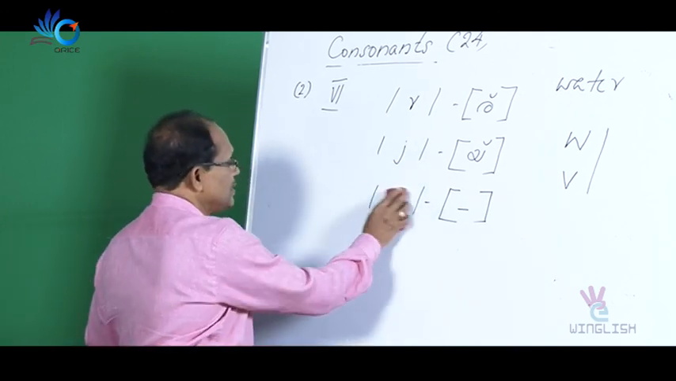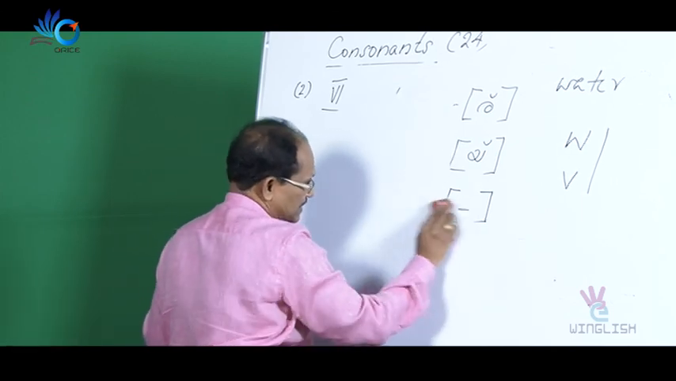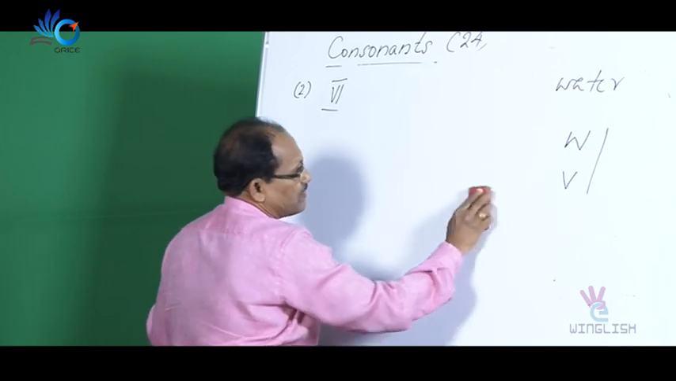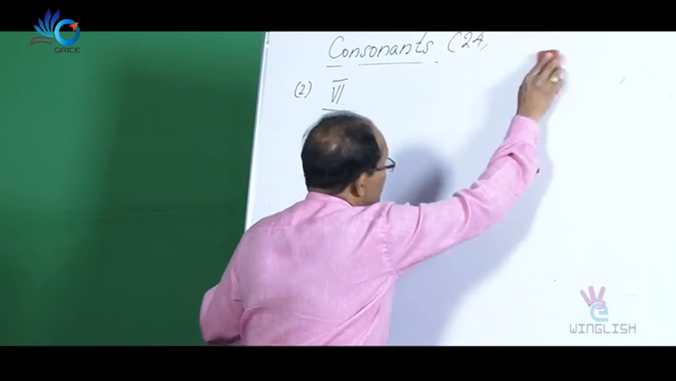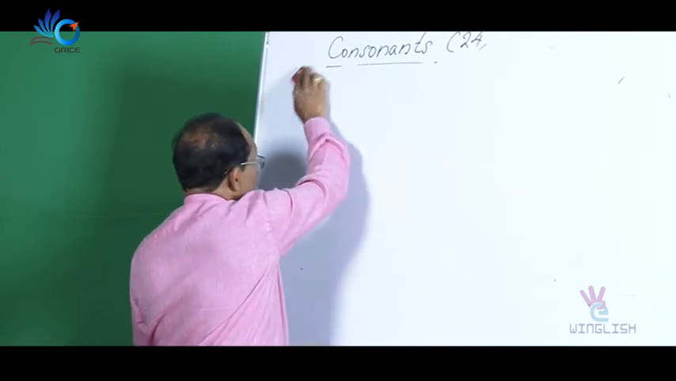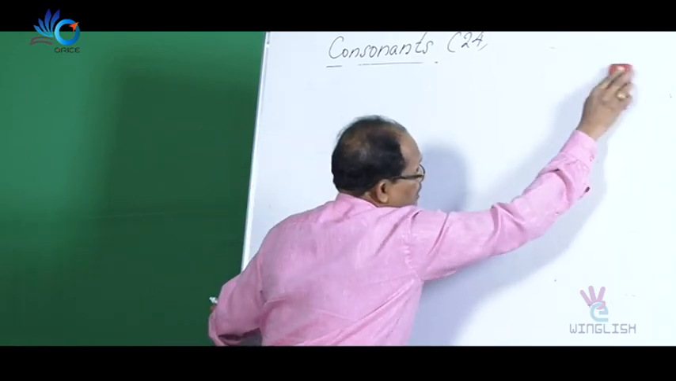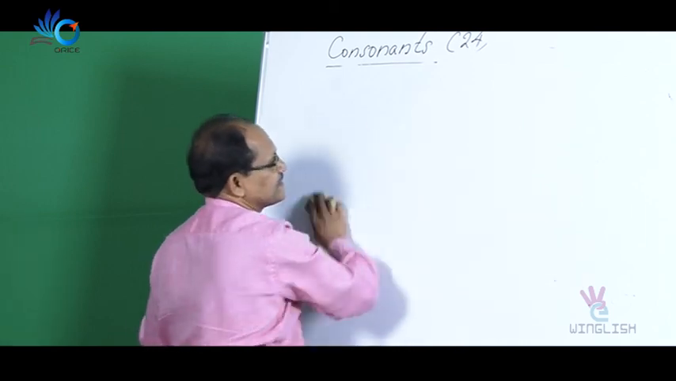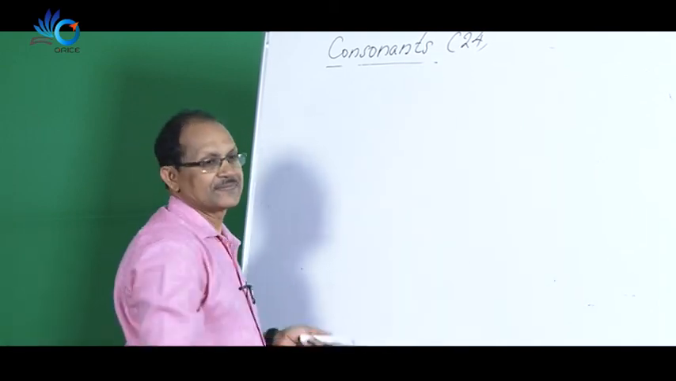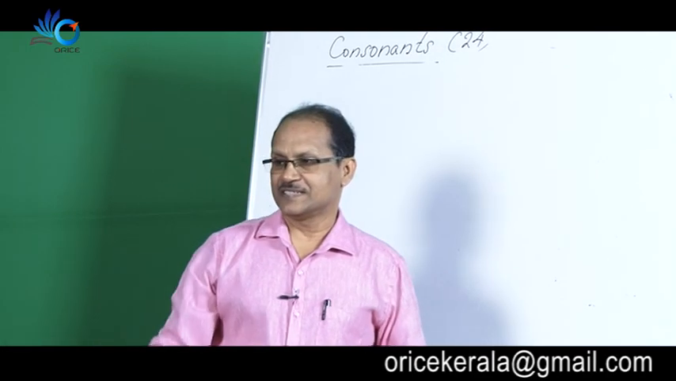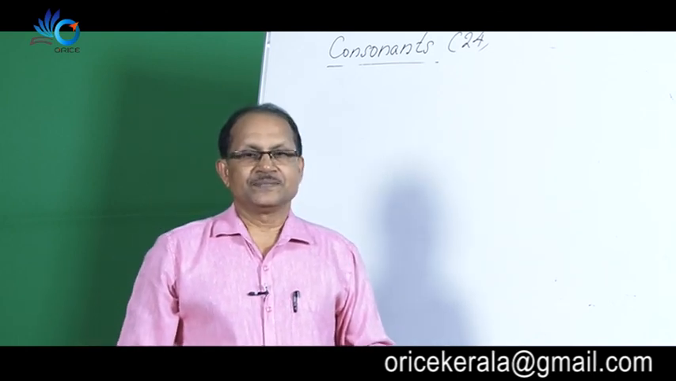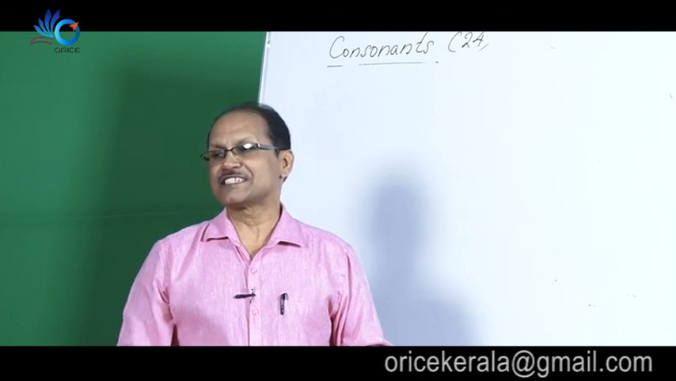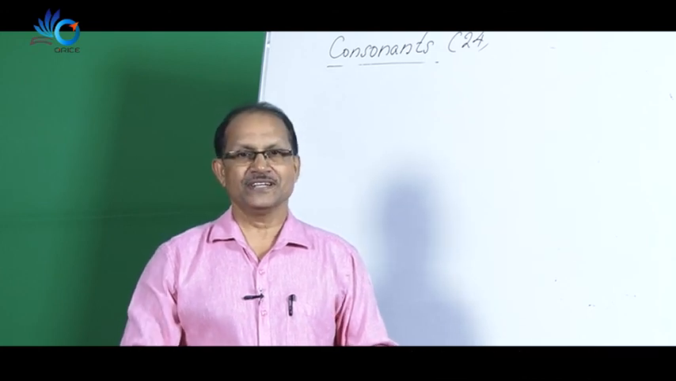So, we have seen all the 24 consonants. We saw the place of articulation, that is the organs involved, and also the manner of producing these consonants. All right. Now we shall continue in our next session. Okay. Thank you.